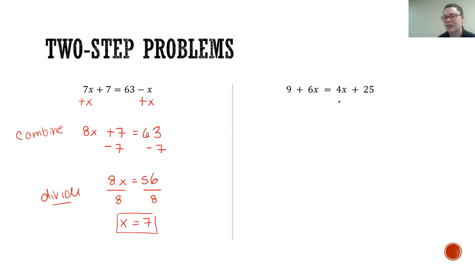So instead, let's move the 4x. We'll subtract our 4x. 6x minus 4x, that's easy to do. So now I'm left with 9 plus 2x equals 25. Let's move our 9.